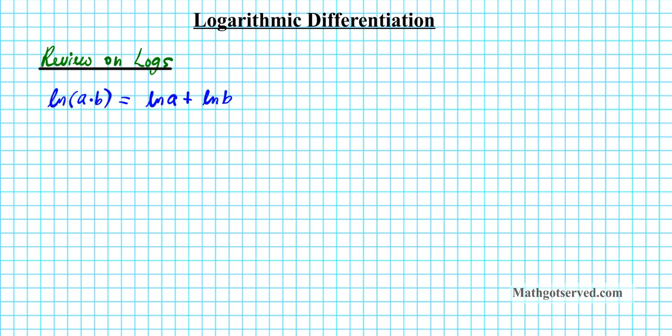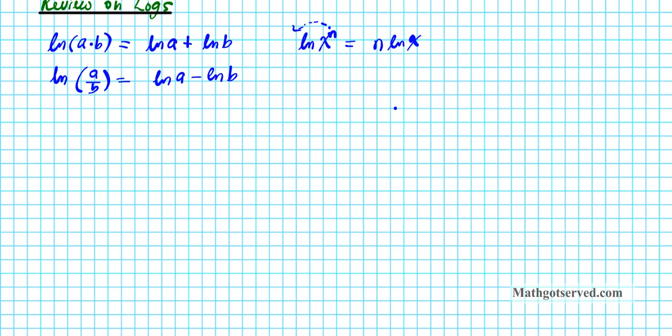Okay? And then also the natural logarithm of a quotient a over b is equal to the natural logarithm of a minus the natural logarithm of b. All right? This is the sum and this is the difference property of logarithms. Product and quotient properties, sorry. And then also if you have a natural logarithm of an exponent, let's say x to the n, you just power down the exponent. This will become n times the natural logarithm of x. Okay? So these are the three properties of logarithms I'll be using in this tutorial series, okay?